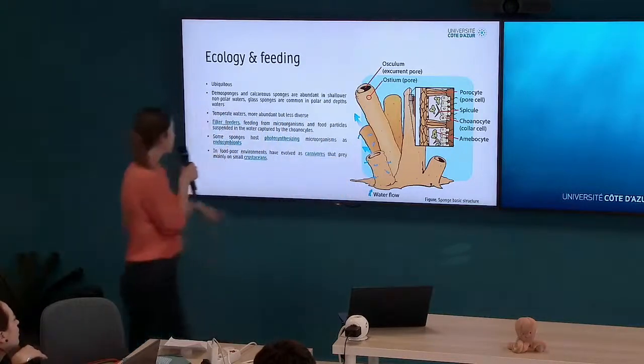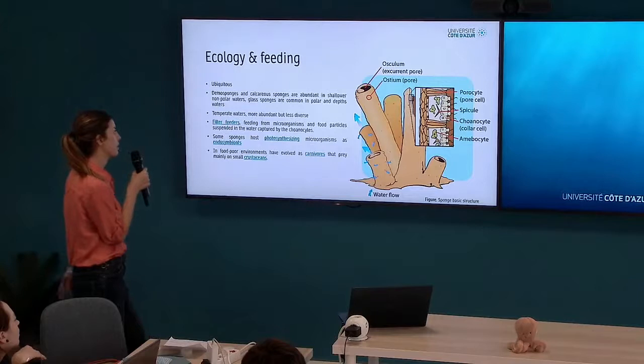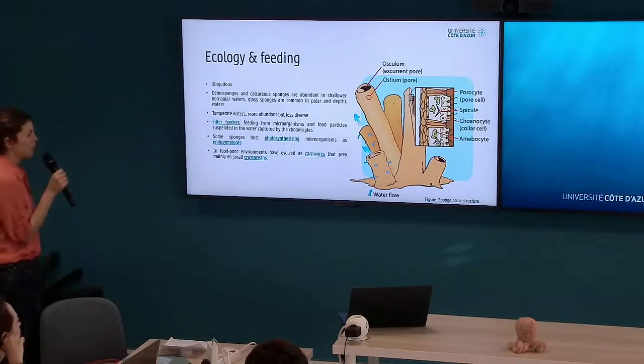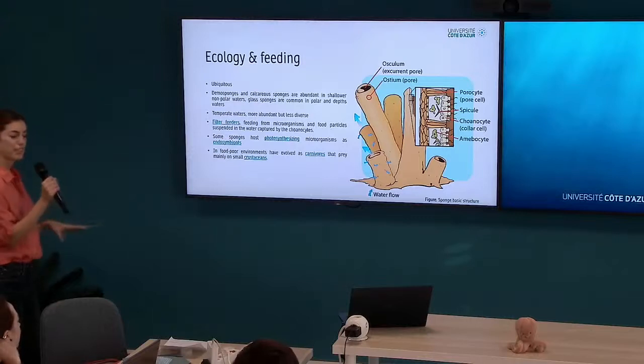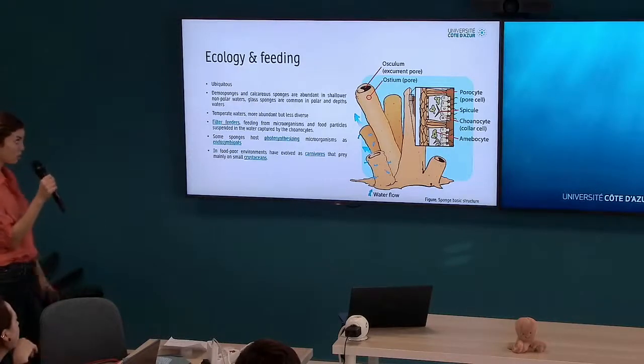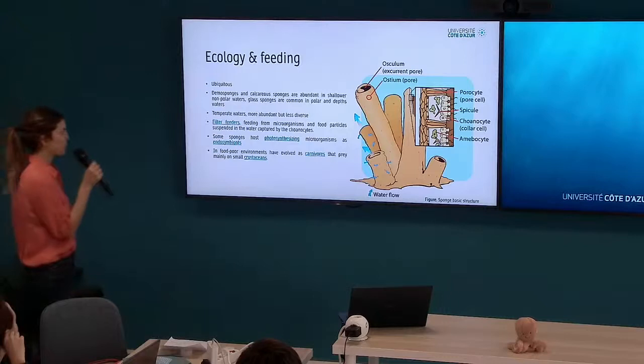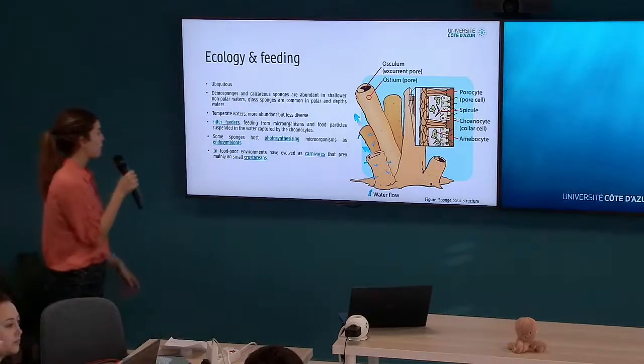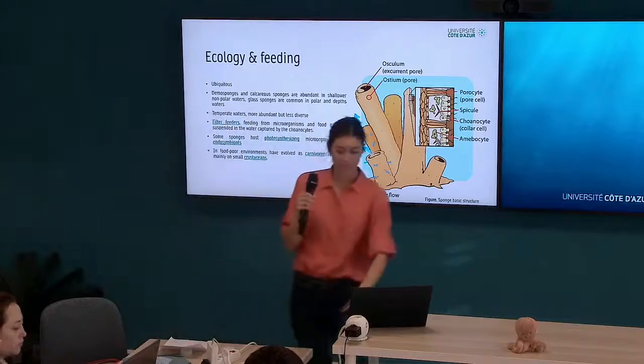So they're mainly filter feeders, but there are some sponges that host microorganisms that are photosynthetic. So they're going to be generating a kind of symbiosis. And then in very poor environments, there are some sponges that have evolved to be carnivorous, and they can prey on small crustaceans.